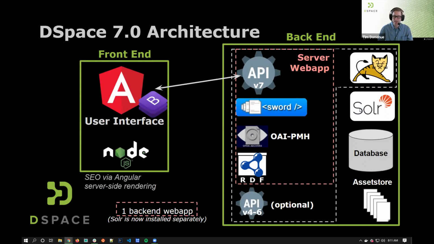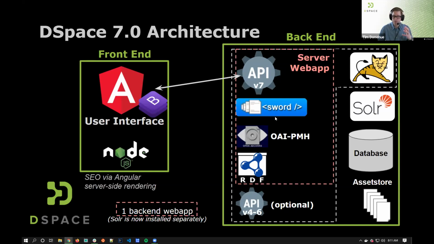But the one big change that we've made on the back end here is we've put all these various web apps into one web application. So we have what's just called the server web app. And in that web app, by default, you basically just have that REST API, which we'll talk through, that brand new REST API, and OAI PMH enabled.